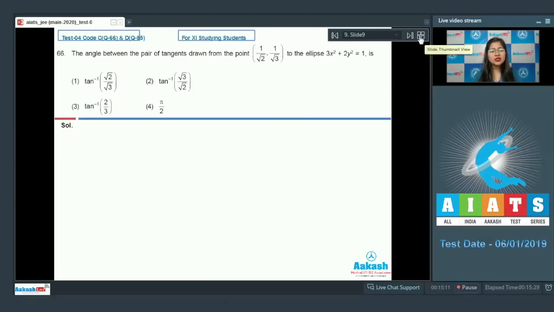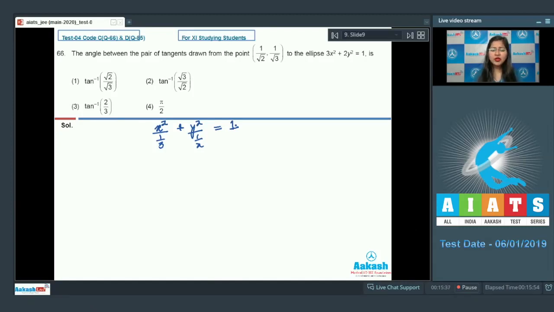Next is question number 66, which says that the angle between the pair of tangents drawn from the point (1/√2, 1/√3) to the ellipse 3x² + 2y² = 1 is. Now the ellipse that is given is x²/(1/3) + y²/(1/2) = 1. This is the equation of the ellipse.